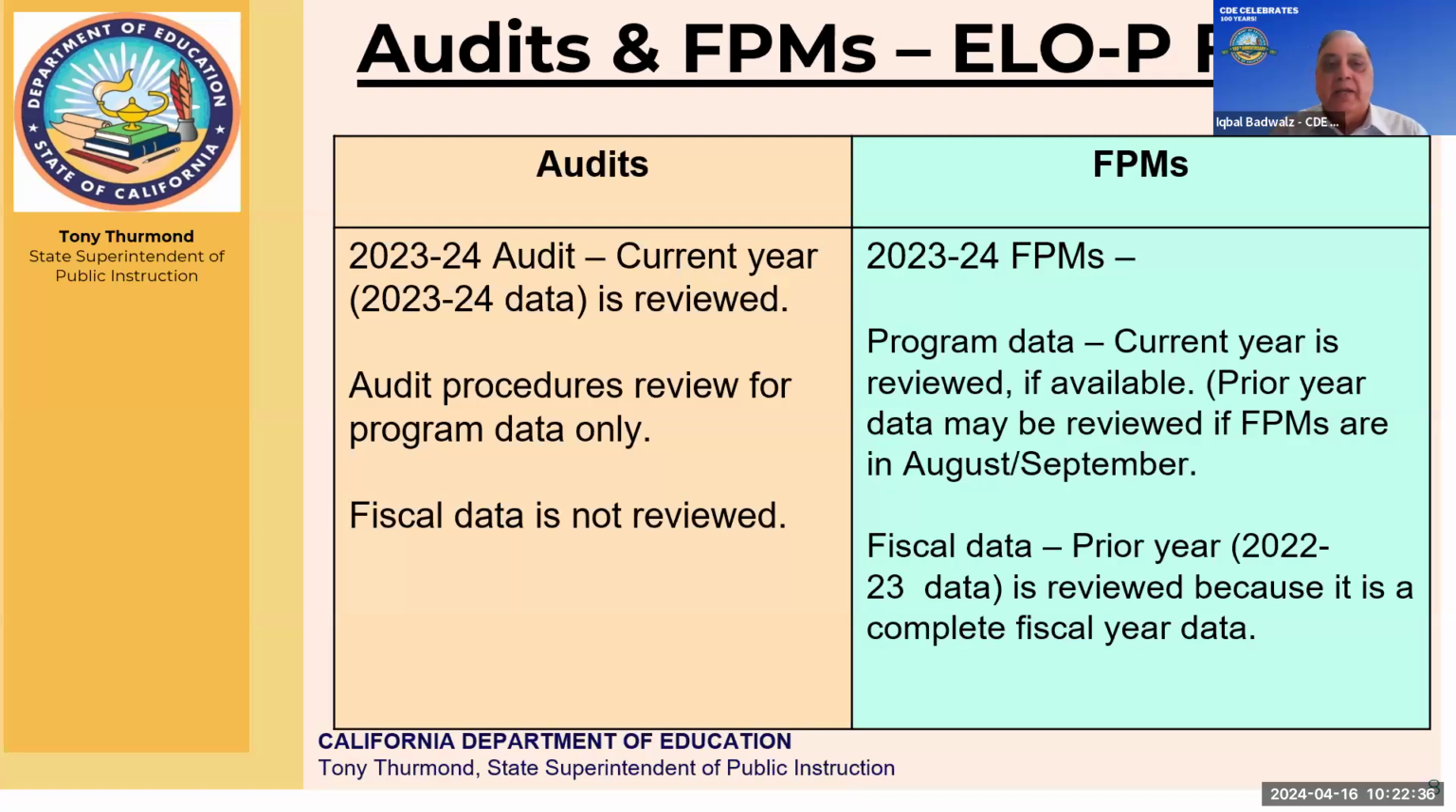23-24 audit guide. So the good news for all of the folks on the screen on this session is that your 23-24 data is going to be reviewed for the 23-24 audit guide. You will notice there's a difference over here when Josh starts speaking about the FPMs.